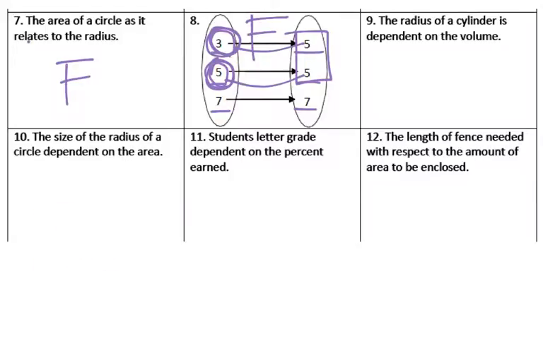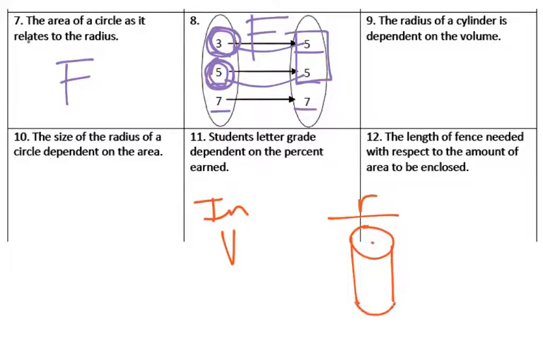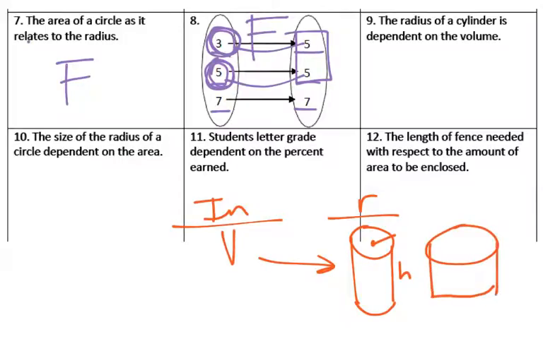Now 9, the radius of a cylinder is dependent on the volume. So the volume here would be the input. The radius of a cylinder would be the output. So if I give you a volume, will we always get the same type of cylinder? The answer to this is no, because there's another factor, the height. I could have a taller, skinnier one with a different radius than a shorter, fatter one, but they could have the same volume. So because of that, not a function.